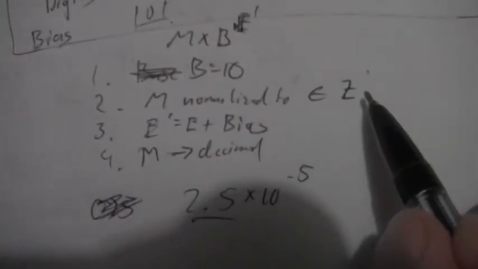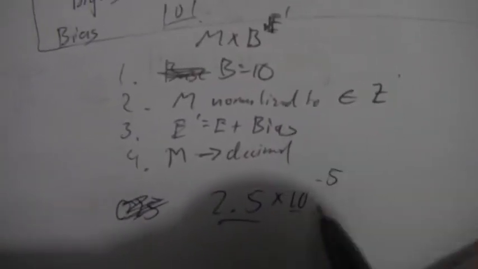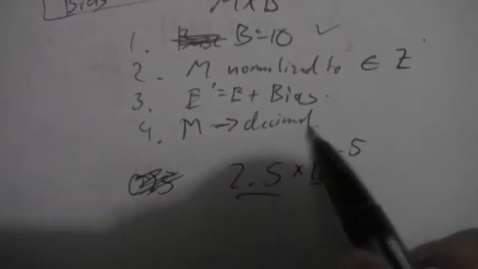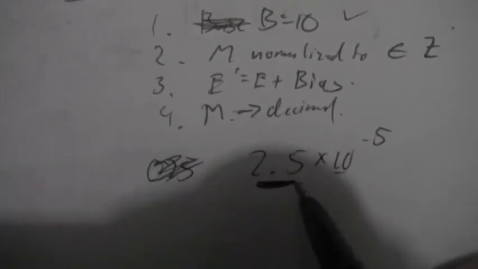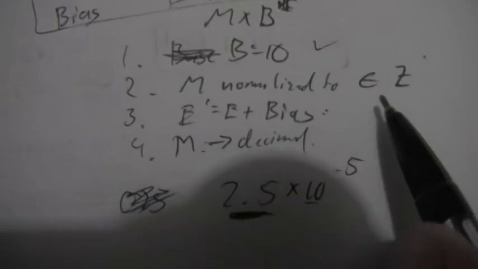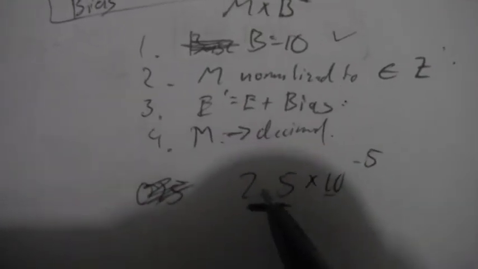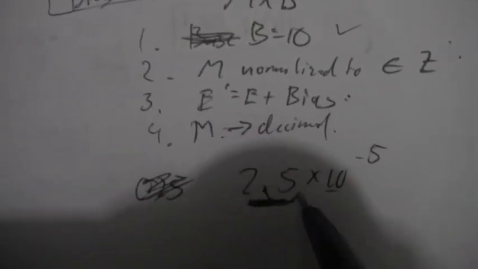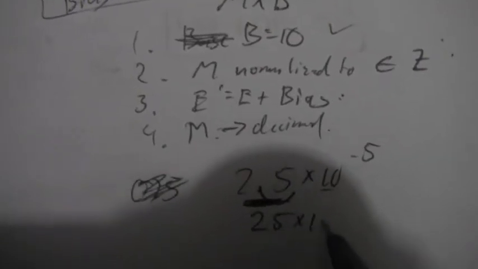Okay, let's take 25. Let's make it more interesting. Let's make it 2.5 times 10 to the negative 5. So base 10 is done. m is a decimal number in base 10, so that's right. But we don't have the bias correct, and we don't have the normalization correct. We need to make this a whole number, so we move 1 to the right. That means we subtract 1 from the exponent.